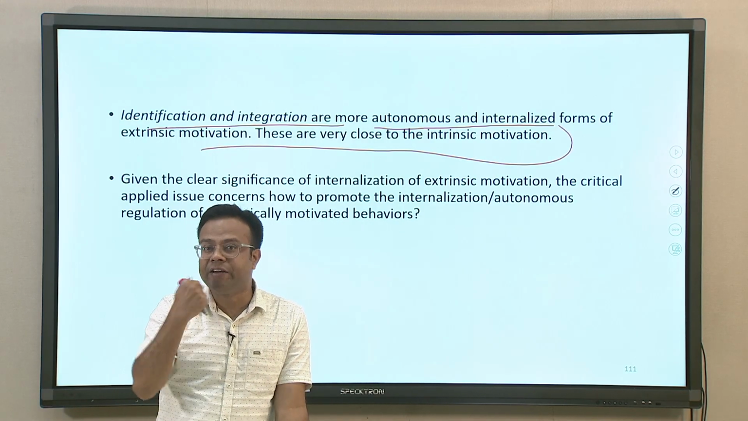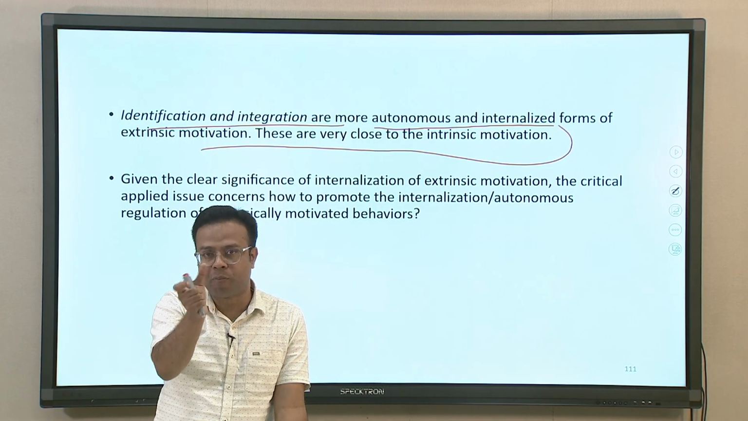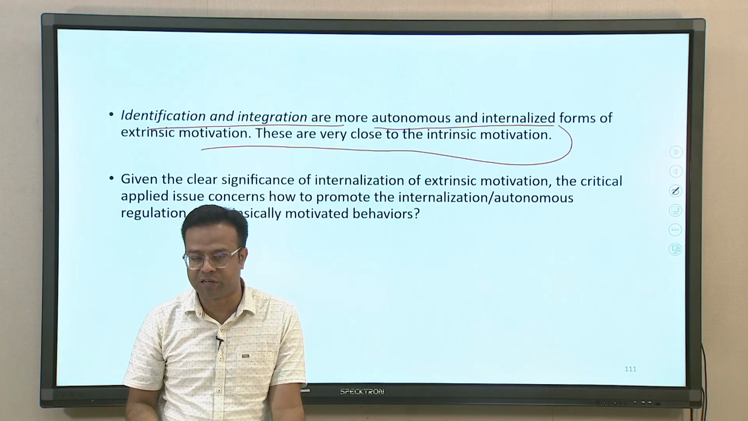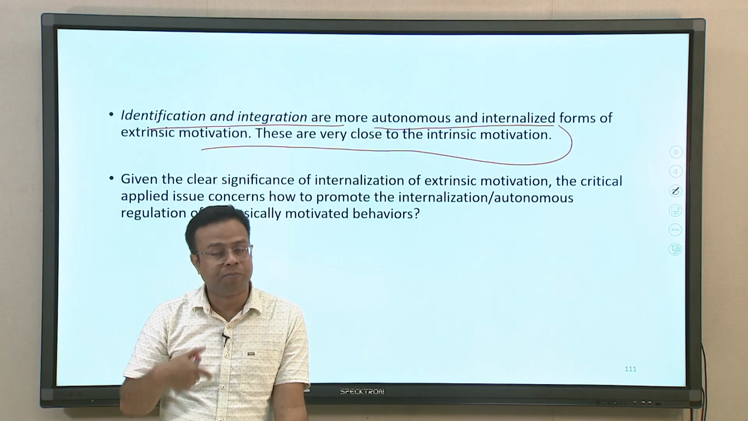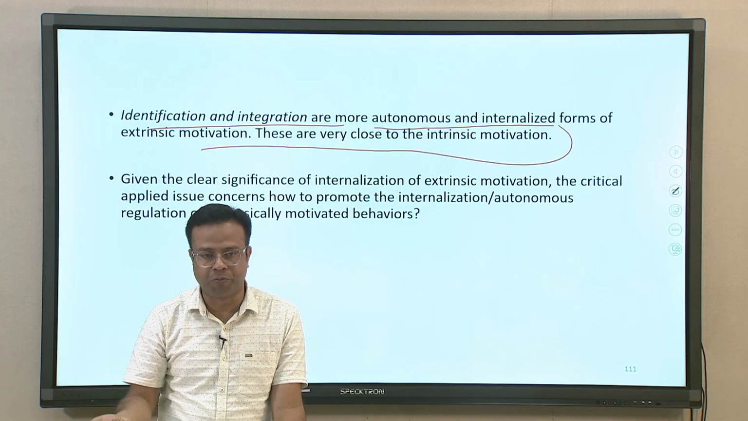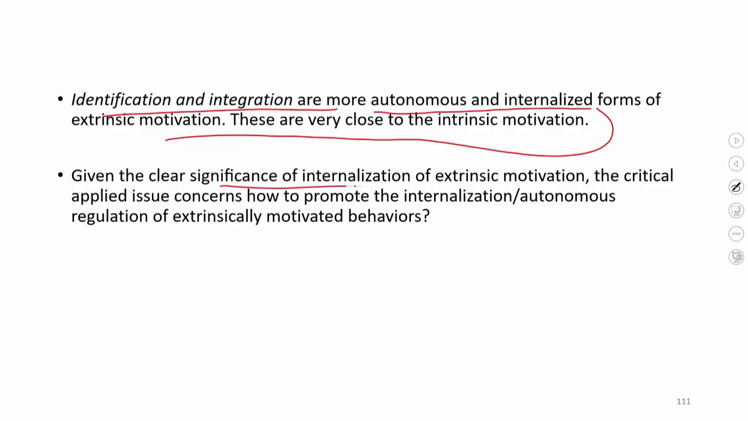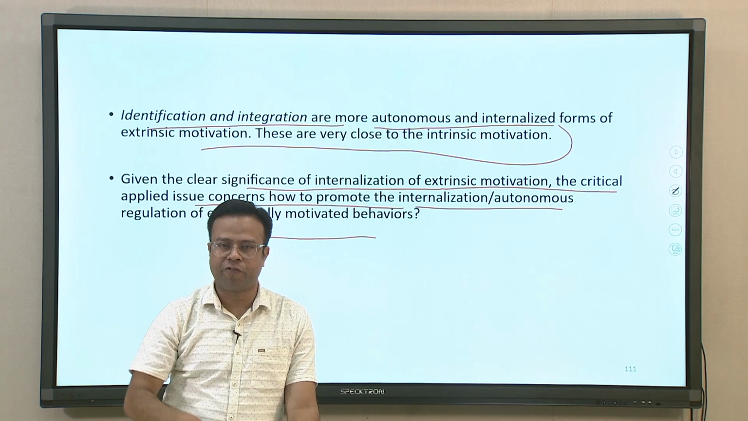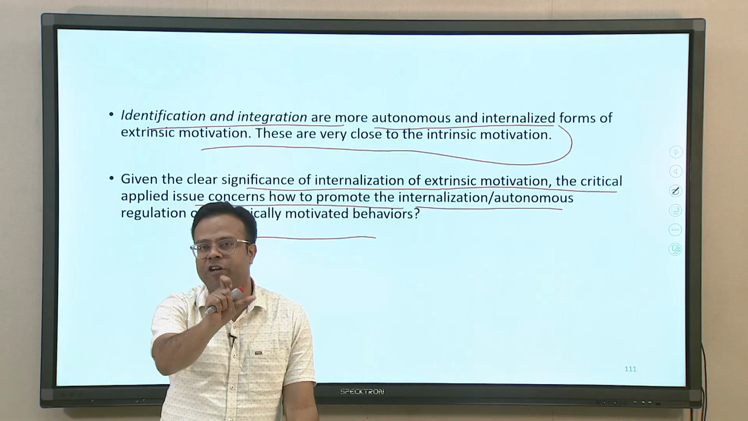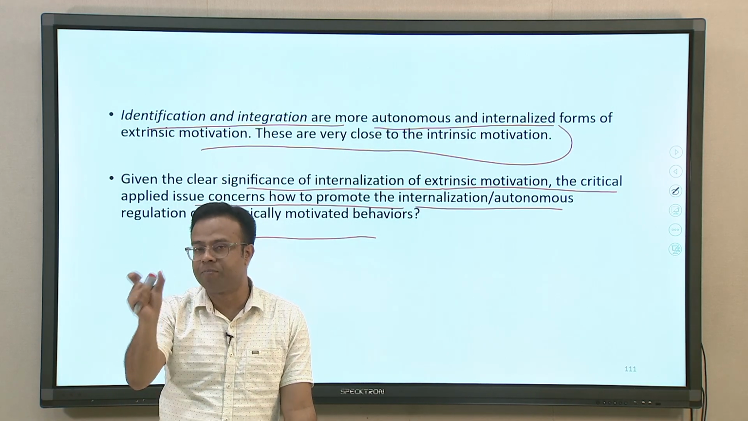So, there is a clear significance of this autonomous or internalized form of extrinsic motivation, because their outcomes can be very similar to intrinsic motivation. So, given the clear significance of internalization of extrinsic motivation, the critical applied issue concerned, how can we promote this? Since we do most of the things under extrinsic motivation, can we promote this internalization, like identification and integration category? That is a very important applied question.